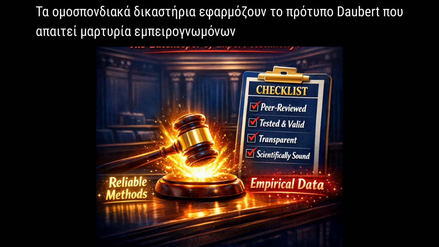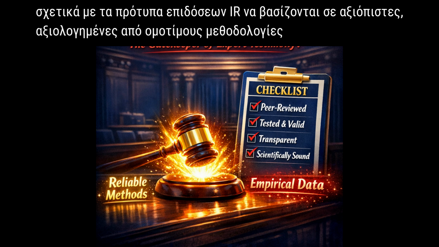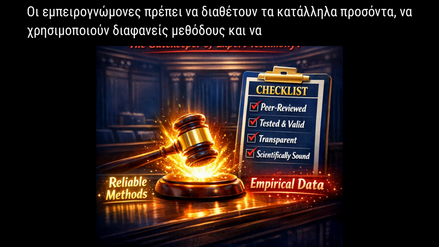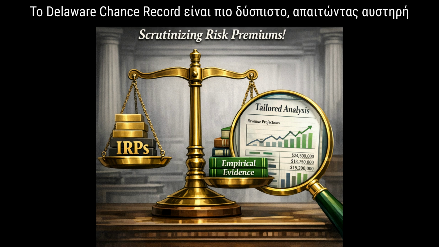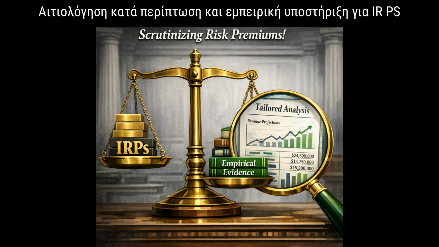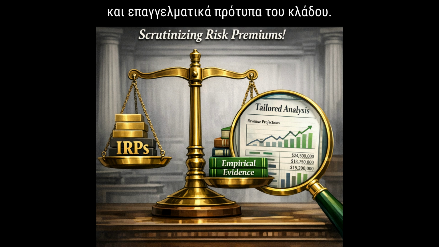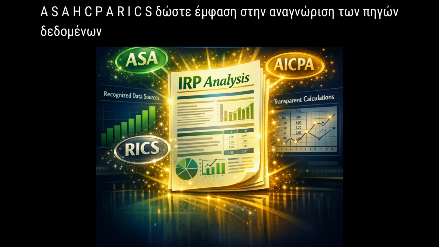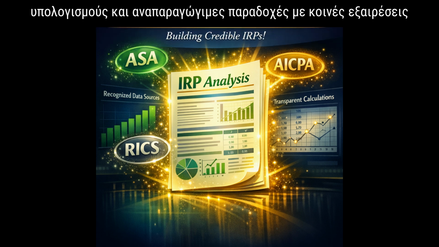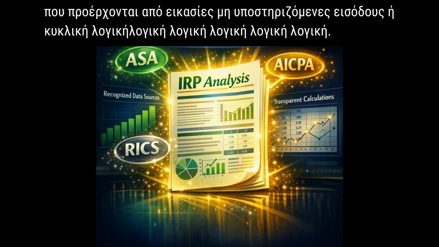Federal courts apply the Daubert standard, requiring expert testimony on IRPs to be based on reliable, peer-reviewed methodologies and empirical data. Experts must be qualified, use transparent methods, and provide clear documentation. The Delaware Chancery Court is more skeptical, demanding rigorous, case-specific justification and empirical support for IRPs, with detailed documentation tailored to the subject company and industry. Professional standards, ASA, HCPA, RICS, emphasize recognized data sources, transparent calculations, and reproducible assumptions, with common exclusions stemming from speculation, unsupported inputs, or circular logic.